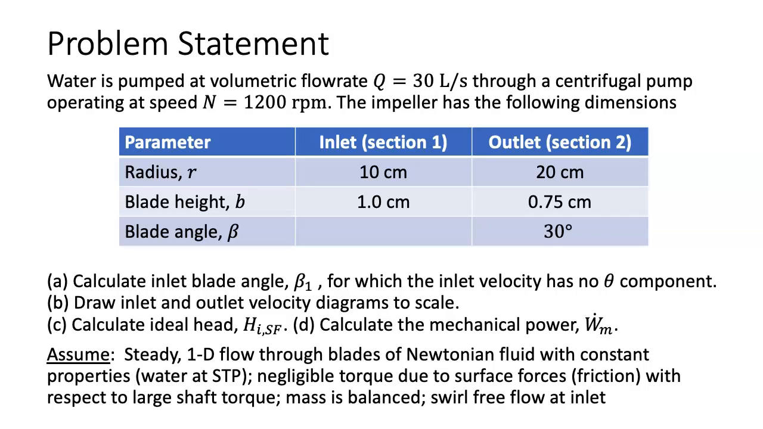For this problem, we will assume steady, one-dimensional flow through the blades of a Newtonian fluid with constant properties, which is water at standard temperature and pressure. We will also assume negligible torque due to surface forces, in particular friction, with respect to the large shaft torque, and that the mass is balanced. Finally, based on the problem statement for part A, we will assume swirl-free flow at the inlet.